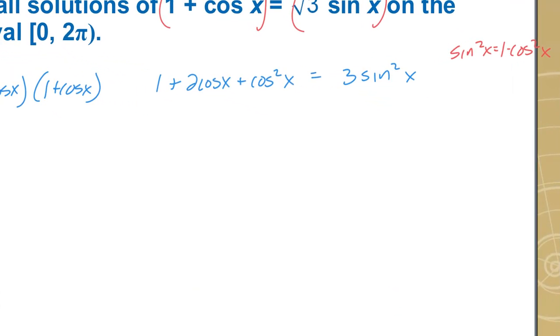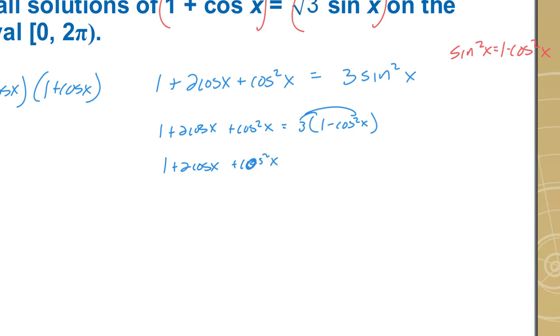This is going to give me this equation: 1 plus 2 cosine of x plus cosine squared of x equals 3 times 1 minus cosine squared of x. A little distributive property over here: 1 plus 2 cosine of x plus cosine squared of x equals 3 minus 3 cosine squared of x.